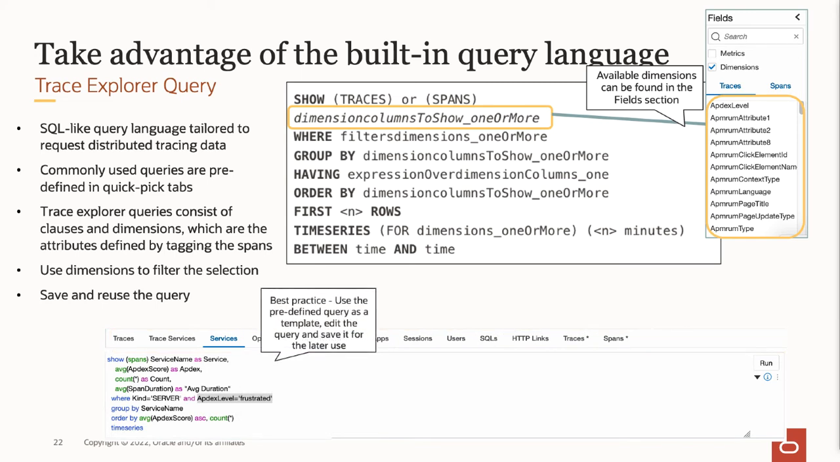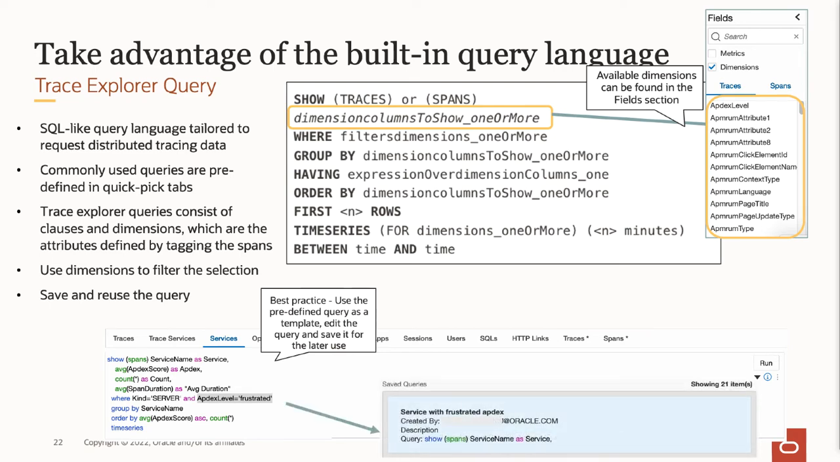As for the best practice for customizing a query, you can use one of the predefined queries as a template and edit. Please see an example on the screen. On top of one of the predefined queries, I added a condition in the where clause to retrieve the span only when the ApdexLevel is frustrated. Then you can save the query so that you can reuse it the next time.